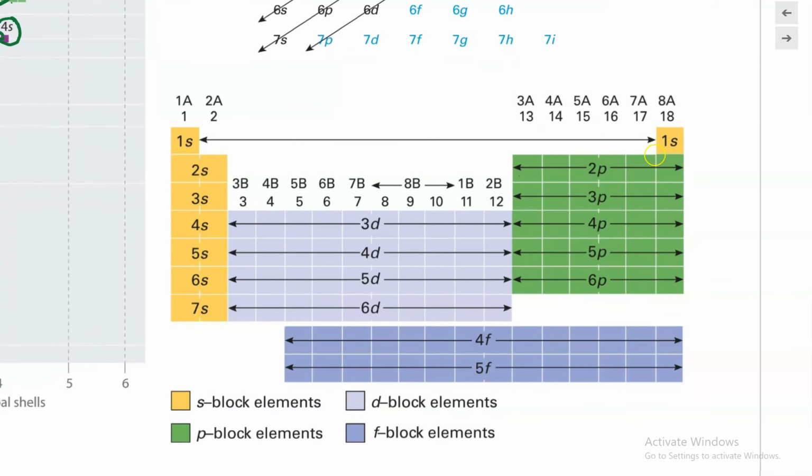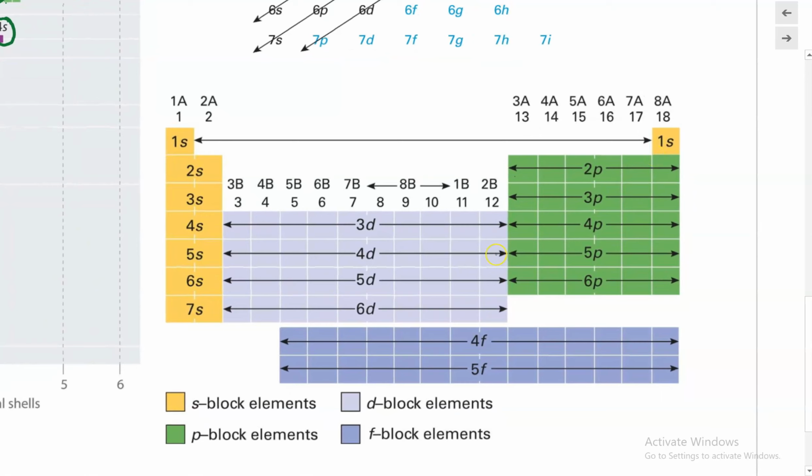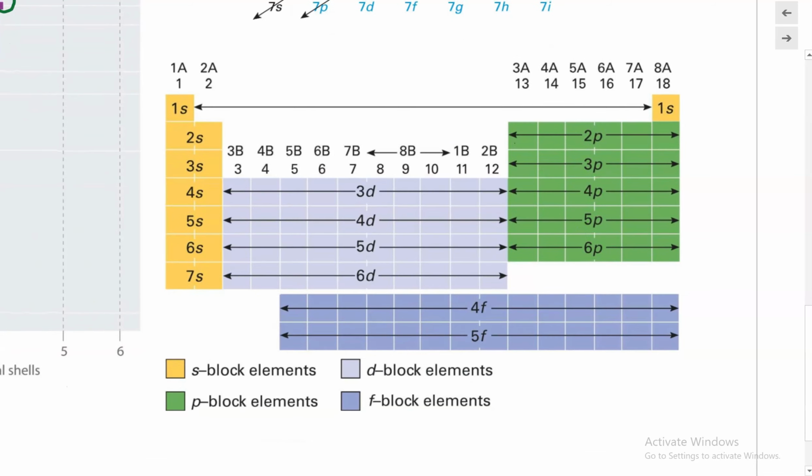Now, to figure out this pattern by using the periodic table, this is what we will do. First, we split the periodic table into 4 different blocks: the S block, the P block, the D block, and the F block. The first 2 groups are called the S block. The groups from group 3 to group 12, the transition metals, are called the D block. The P block is for the groups from group 13 to group 18. And the lanthanides and the actinides are the F block. So those are the 4 blocks: S, P, D, and F.